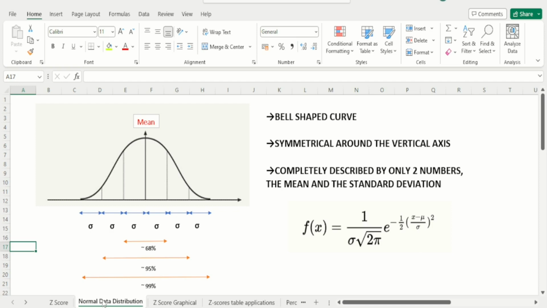Also remember that any normal distribution can be defined completely by two numbers alone, which is the mean and the standard deviation. There is a very complex formula, as you can see on the screen. However, we'll not use that today.